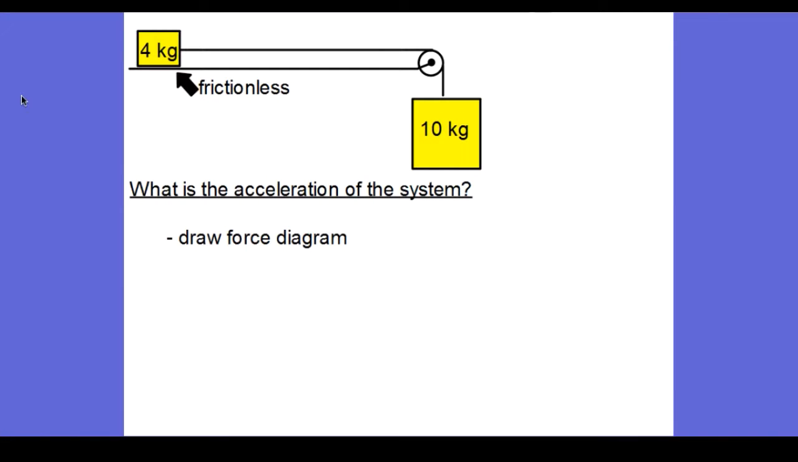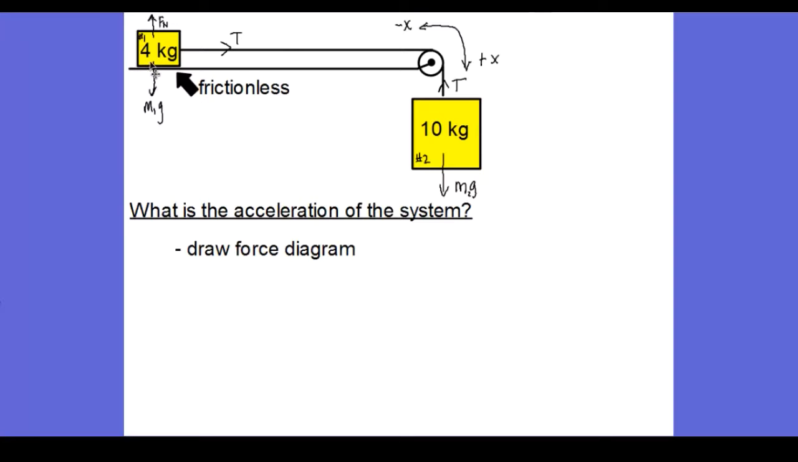Let's look at an example. How much work is done on this 4 kilogram block as it moves through a certain distance? Well, the first thing we want to do is figure out what's the acceleration of the system, and to do that we need to draw a force diagram. So there we have it, the weight of the 4 kilogram block, the normal force on the 4 kilogram block, and the tension in the string, and the weight of the 10 kilogram block is going to accelerate the system.